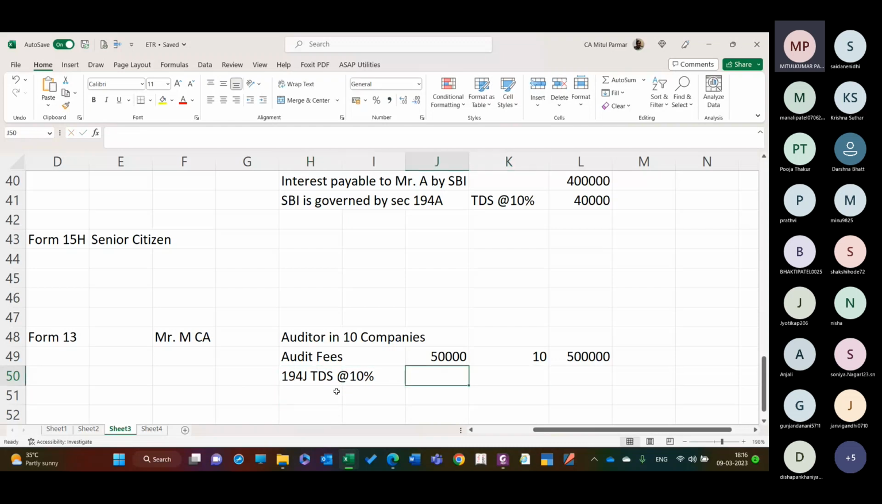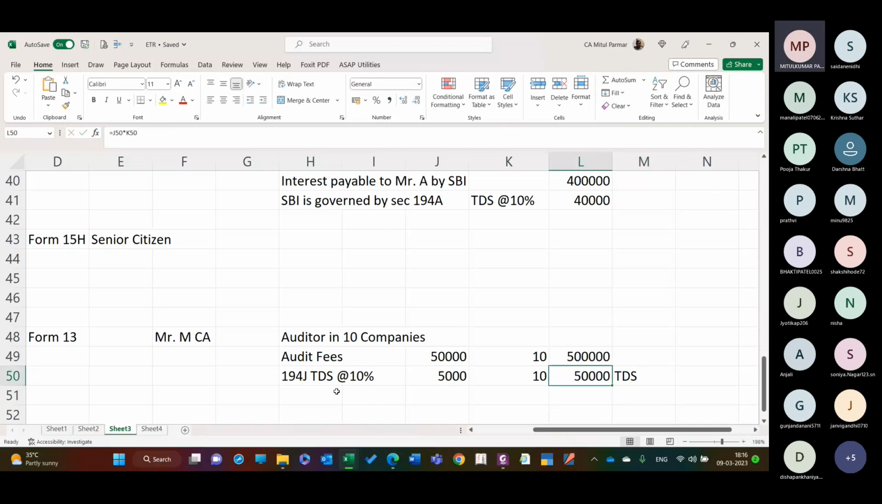So all these 10 companies, while making the payment of 50,000, will deduct 10% of 50,000, meaning 5,000. All the 10 companies will deduct the TDS. So that comes out to be 50,000. So 50,000 TDS will be deducted.